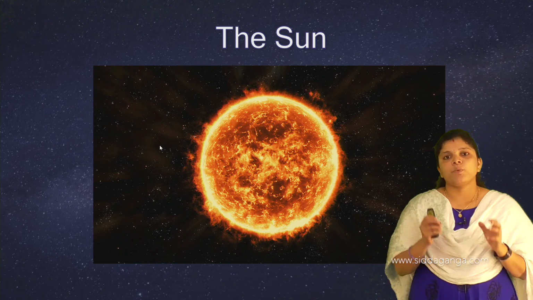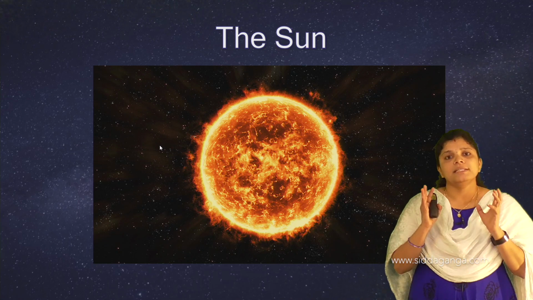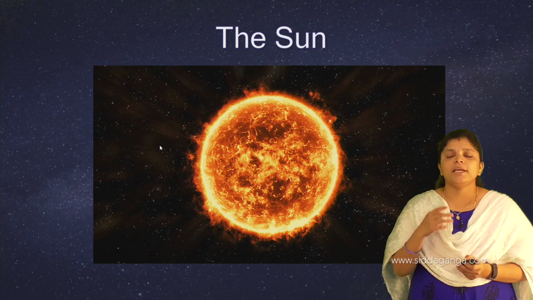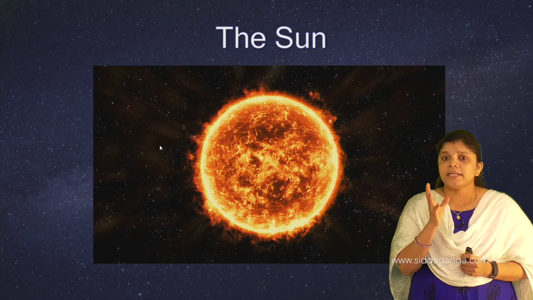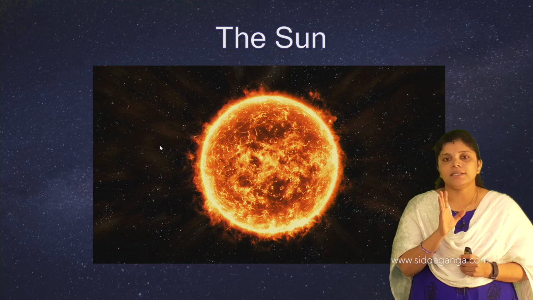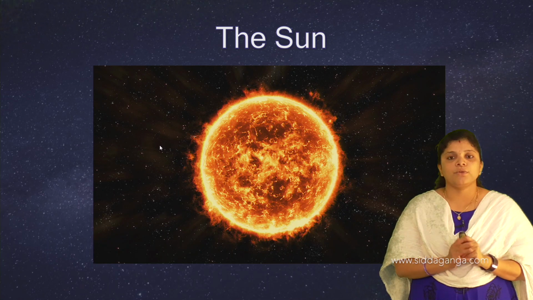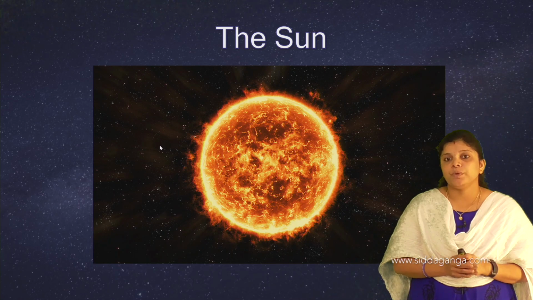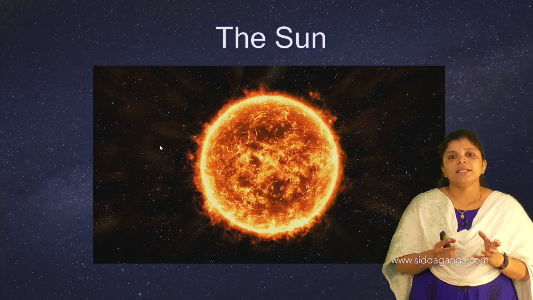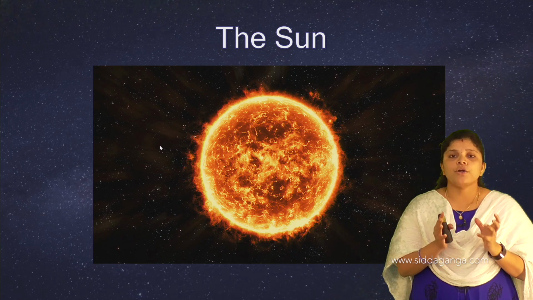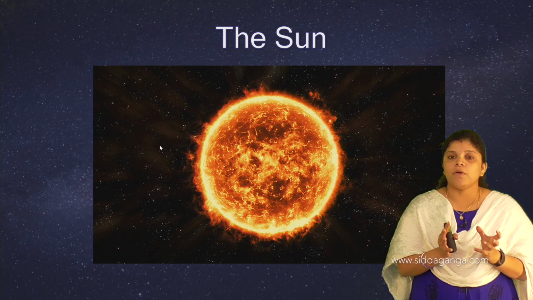Next one is about the sun. See, dear students, when you look at the sky in daytime, normally we can see the brightest heavenly body, that is the sun. So in the morning, when we look outside, what do we see? The sun. See, the sun is a round, hot, glowing ball of gas.